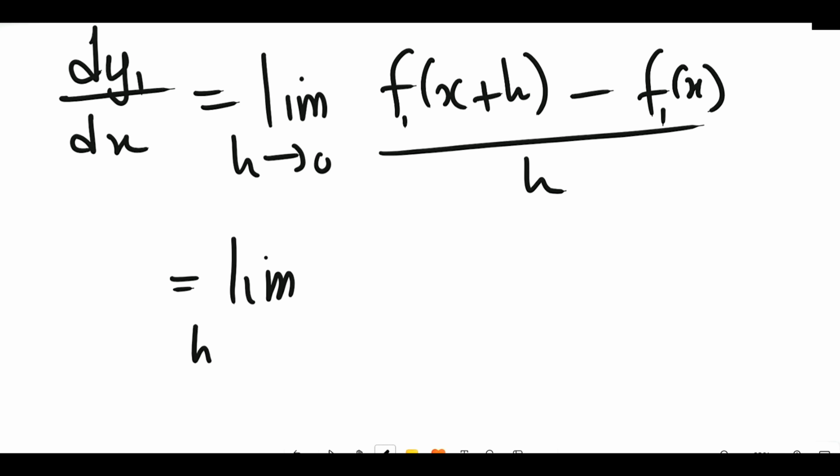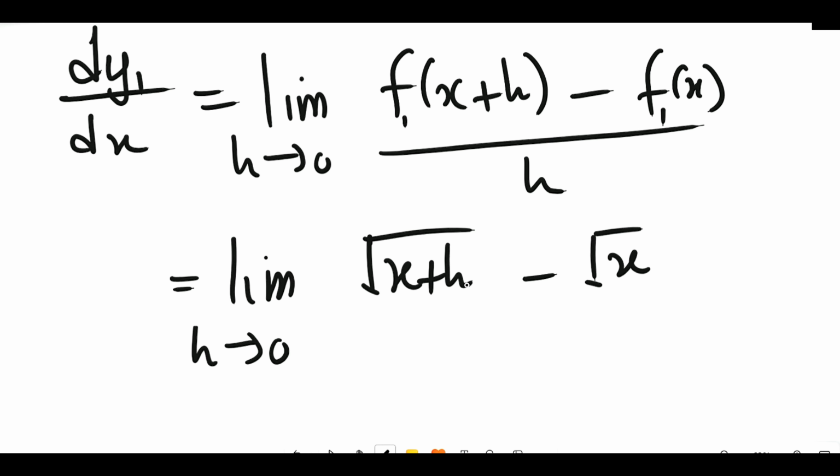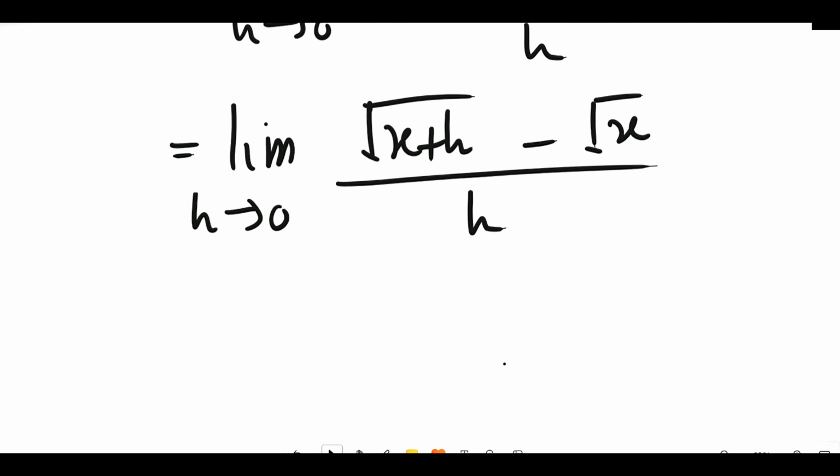So here will be the limit as h approaches 0. Then our f of x plus h, we had a square root of x plus h. Then our f of x, which is the original function, square root of x, all divided by h. Alright, so we'll be getting the limit as h approaches 0. Now you can see that we have a surd as part of the numerator, so we need to rationalize it using the conjugate of the numerator.